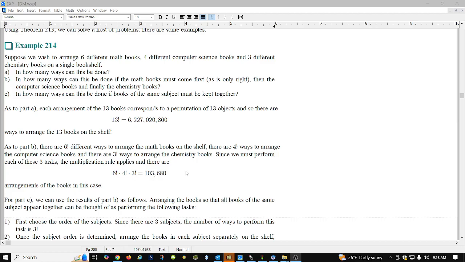103,680 arrangements of the books where the math books rightly come first, and then the computer science, then chemistry. I don't mean to slight chemistry. I like chemistry a lot.